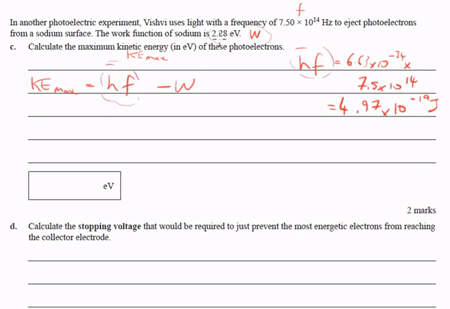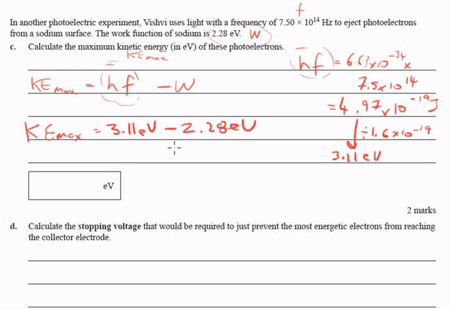The work function is in electron volts. We've got to make them the same units. So I'm now going to turn this into electron volts by dividing by 1.6 by 10 to the minus 19, which gives me 3.11 electron volts. So now I've got everything in the same unit. So hf is 3.11 electron volts, and the work function is 2.28 electron volts. So the maximum kinetic energy is that minus that, which gives 0.83 electron volts.